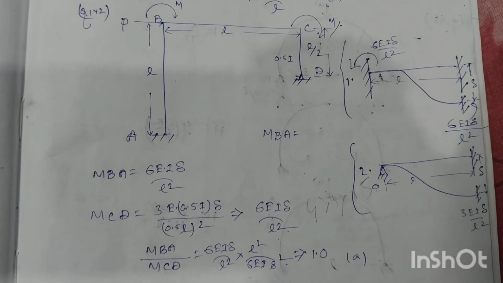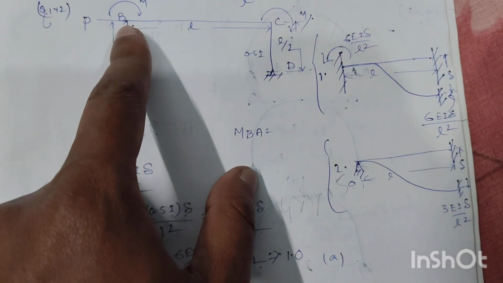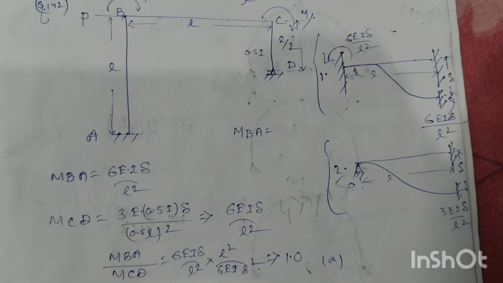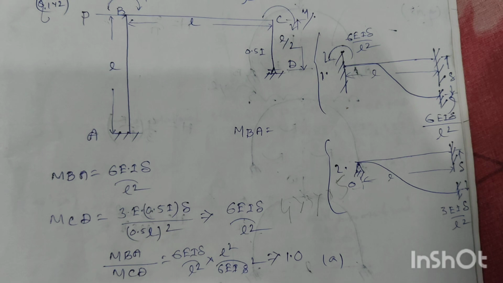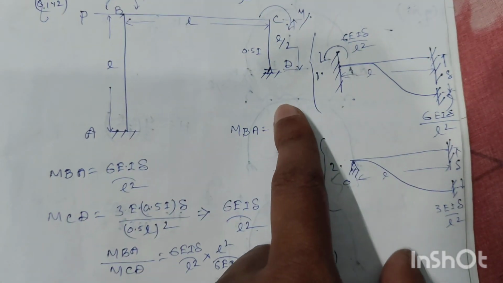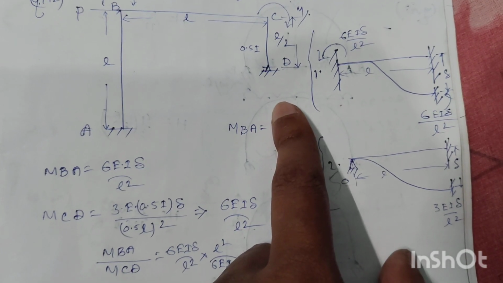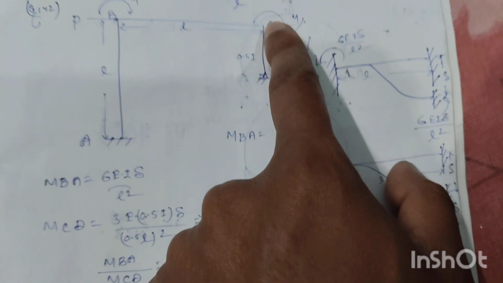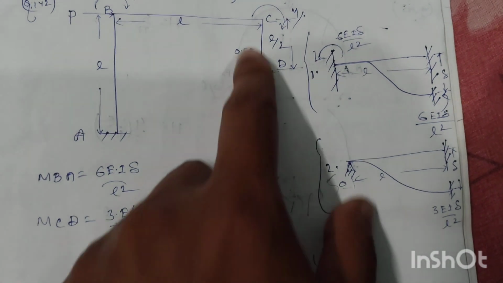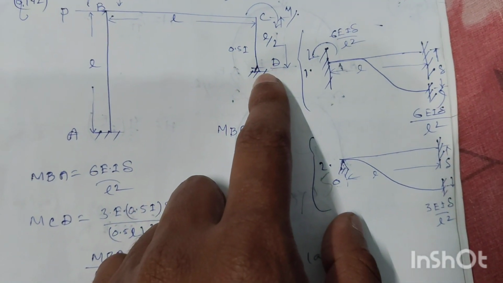As the portal frame is subjected to horizontal loading P at point B, the sway moment at B will be 6 EI del by L square, where del is the deflection caused by the horizontal loading at B and C. And for the vertical member CD, whose length is L by 2 and moment of inertia is 0.5 I, the sway moment at point C will be 3 EI del by L square, because the end C is fixed but end D is hinged.